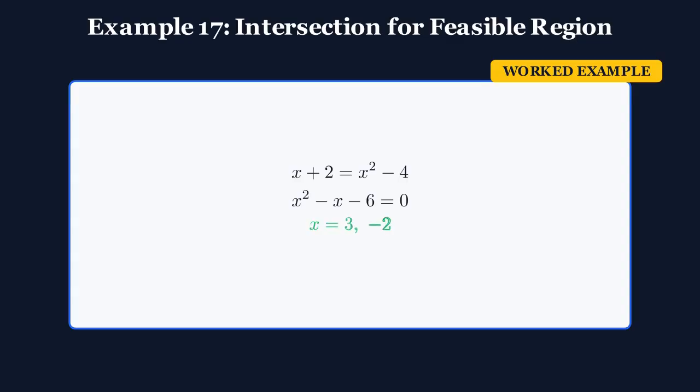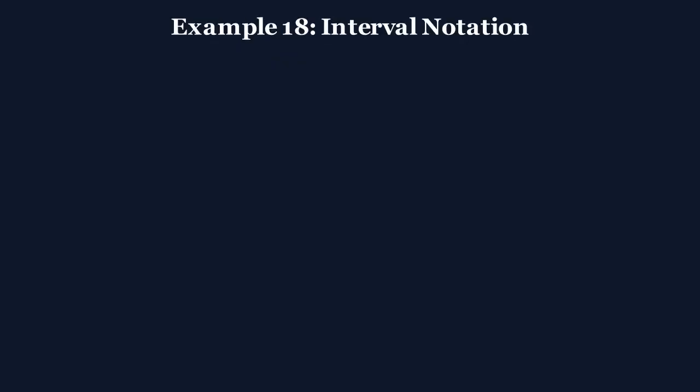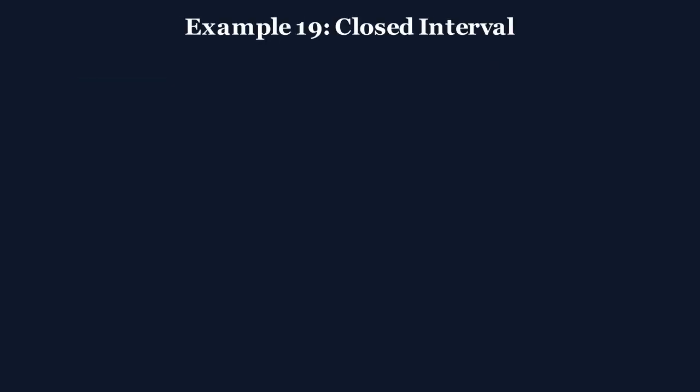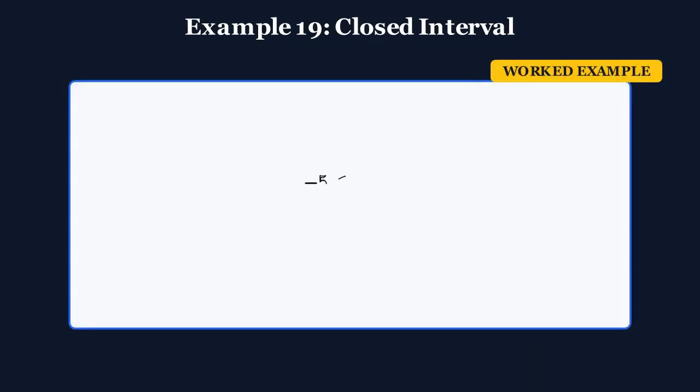Write x less than negative 2 or x greater than 3 in interval notation. The answer is negative infinity to negative 2, union 3 to infinity, using parentheses because the endpoints are not included. Write negative 5 less than or equal to x less than or equal to 1 in interval notation. Because both endpoints are included, the answer is bracket negative 5, 1 bracket.